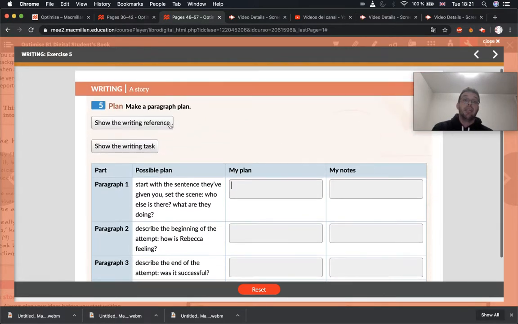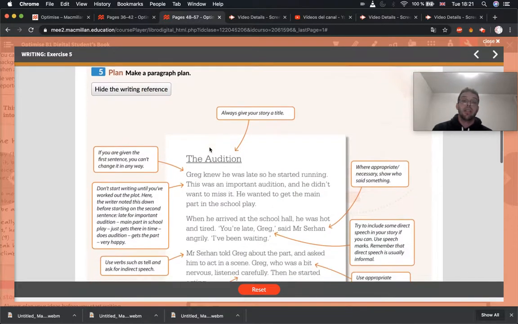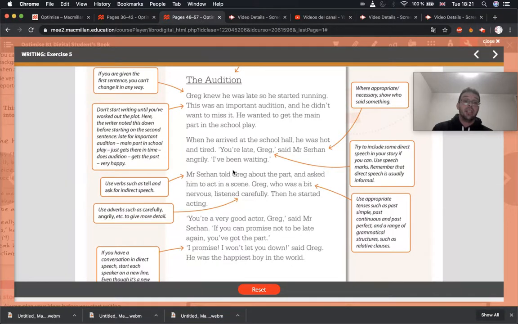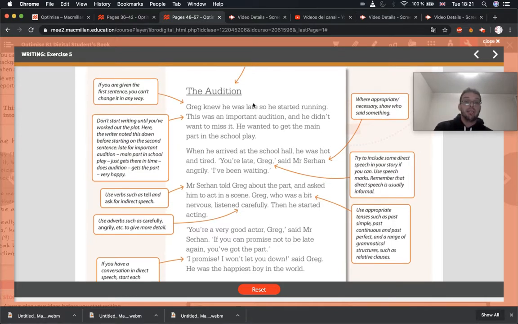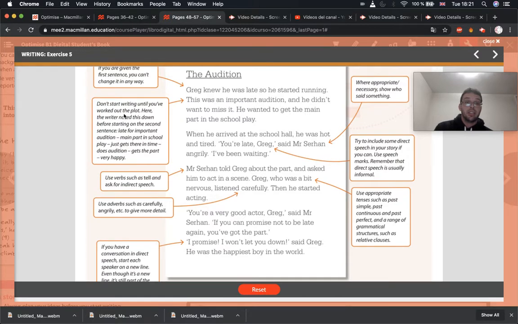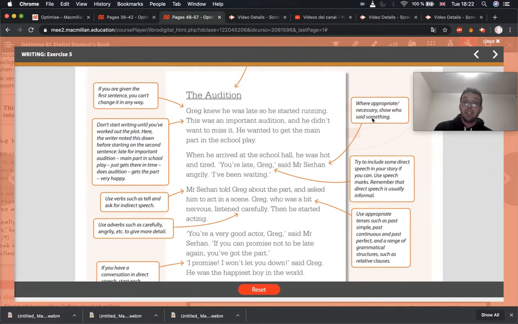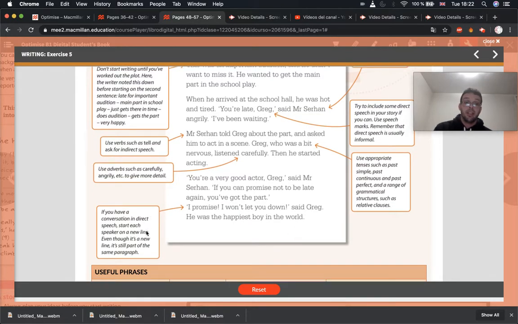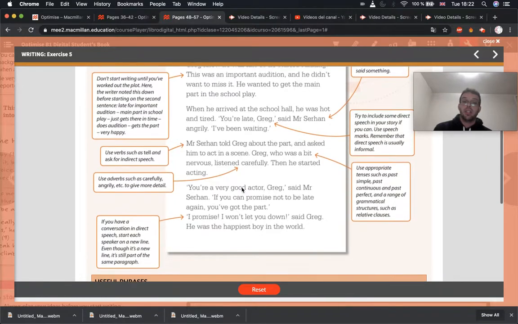Now in the back of your book you should have a writing reference. It's a good idea to use it because it gives you another example, and it points out bits of language that we've used and why. Looking at the first sentence here, you can't change it. Don't start writing until you've worked out the plot. You can use direct speech when it's appropriate. Use adverbs. Use the appropriate tenses: past simple, past continuous. And if you have a conversation in direct speech, start each speaker on a new line. Just little tips like this, so you can look at this while you're writing your story.